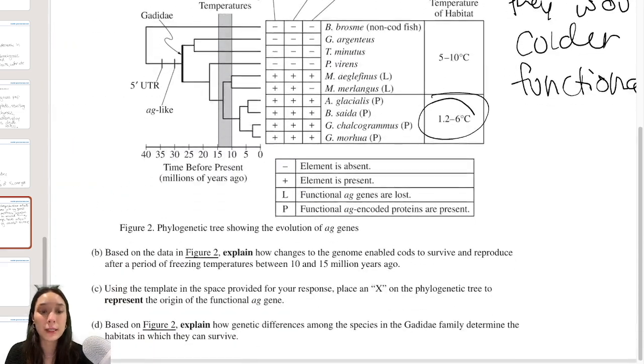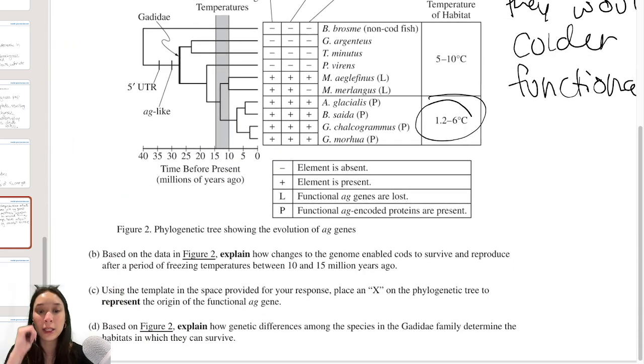Okay, let's zoom in on C here, which says, using the template in the space provided for your response, place an X on the phylogenetic tree to represent the origin of the functional AG gene. Now, I saw a couple students' comments. There was a little bit of disagreement on the answer for this one, so I'll put what I personally think the answer is. Again, we need to wait till the answer guide comes out, but it's asking you to represent the origin of the functional AG gene.